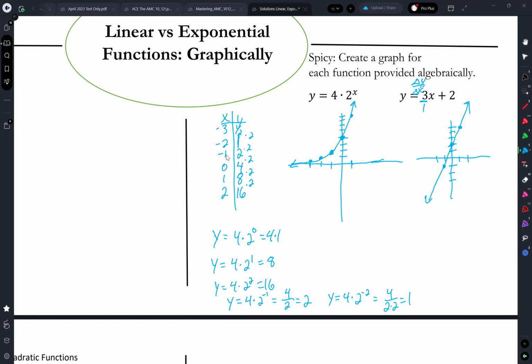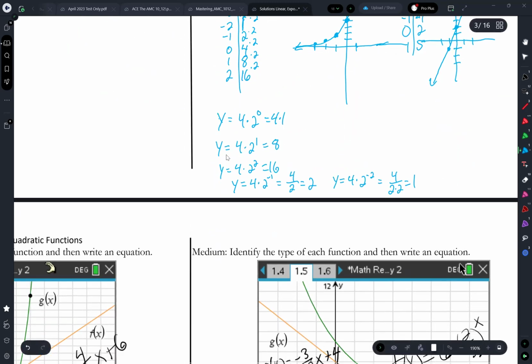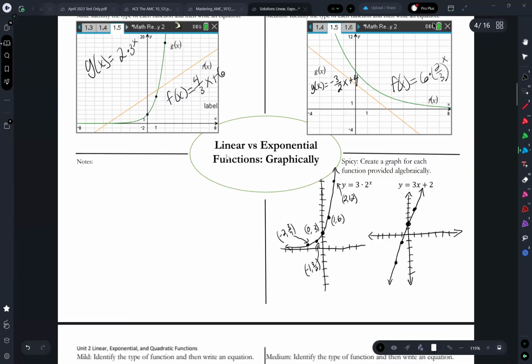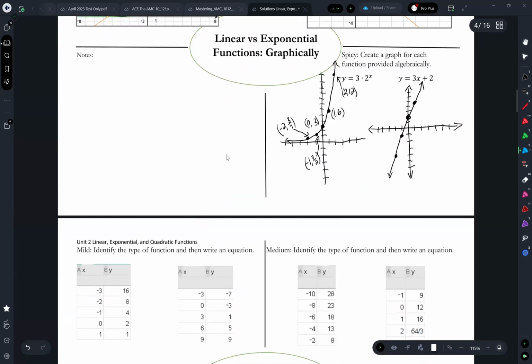But again, you can always make a table. You can always do inputs and outputs. If I input 0 for x, 3 times 0 is 0. 0 plus 2 is 2. If I input -1 for x, 3 times -1 is -3. -3 plus 2 is -1. Notice those points perfectly match what I have on the graph. Input of 1, 3 times 1 is 3. 3 plus 2 is 5. Same exact story. Okay. And if you look down here, those are the answers I already put.